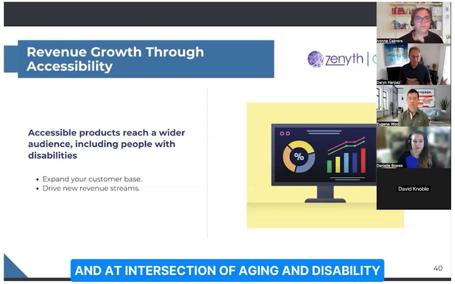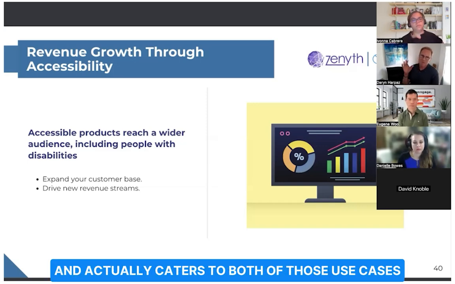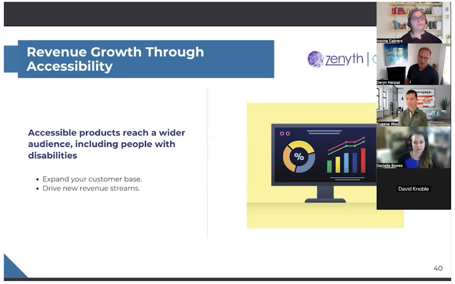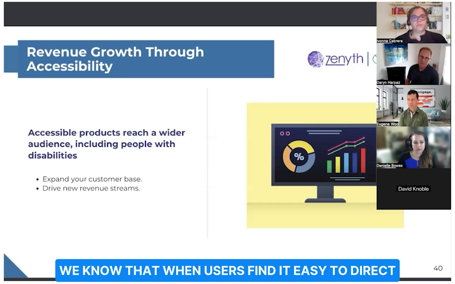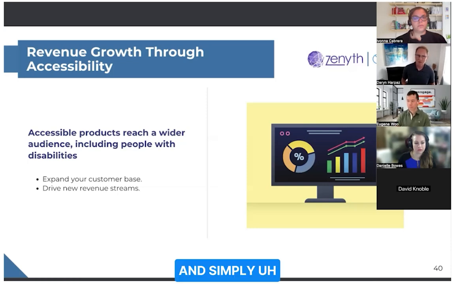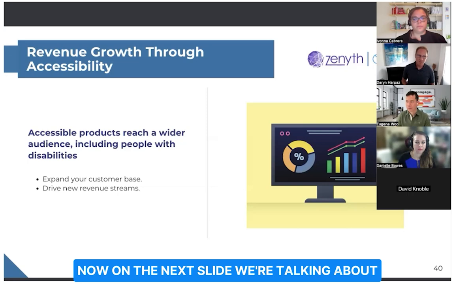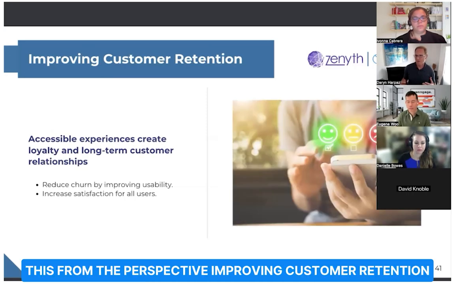And at the intersection of aging and disability, there's significant revenue opportunities, and accessibility caters to both of those use cases. We know that when users find it easy to interact with your product, they're more likely to convert into paying customers, and simply seeing that accessibility drives inclusive growth. On the next slide, we're talking about this from the perspective of improving customer retention.